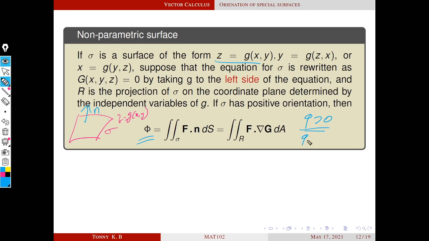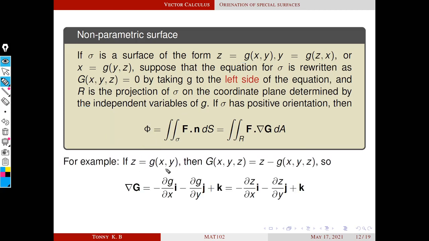Suppose phi is negative, then what is the meaning? That means net flow is opposite to n, that is, in the downward direction. Maybe some portion is flowing in the upward direction, but the majority is in the downward direction. So the net is in the downward direction. That's the interpretation of the sign of phi.